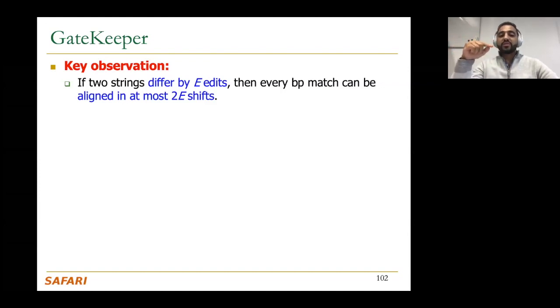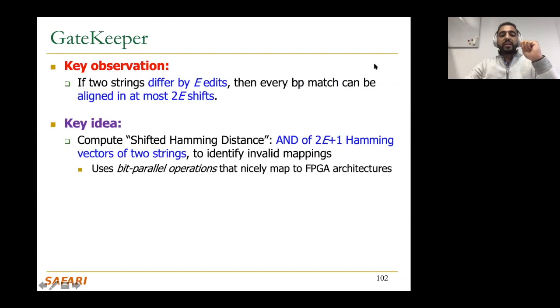Now you can correlate this to the information I mentioned about banded dynamic programming, where you have 2E plus 1 diagonals. But I will give you more details in the next few slides. The key idea based on this observation is that we need to compute a set of vectors for every pair of strings. We call this set of vectors shifted Hamming distance vectors. And how many of these? We need 2E plus 1 Hamming vectors to identify invalid mappings. Our goal here is to identify the dissimilar sequences rather than going for the similar ones.